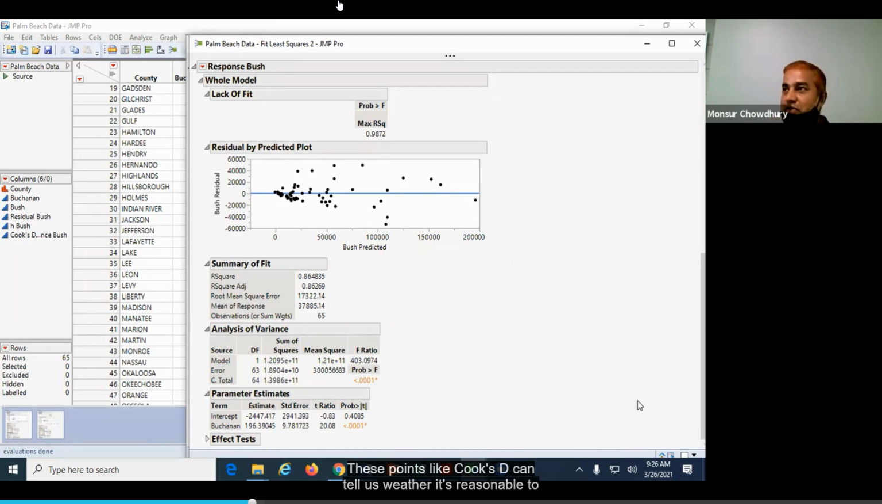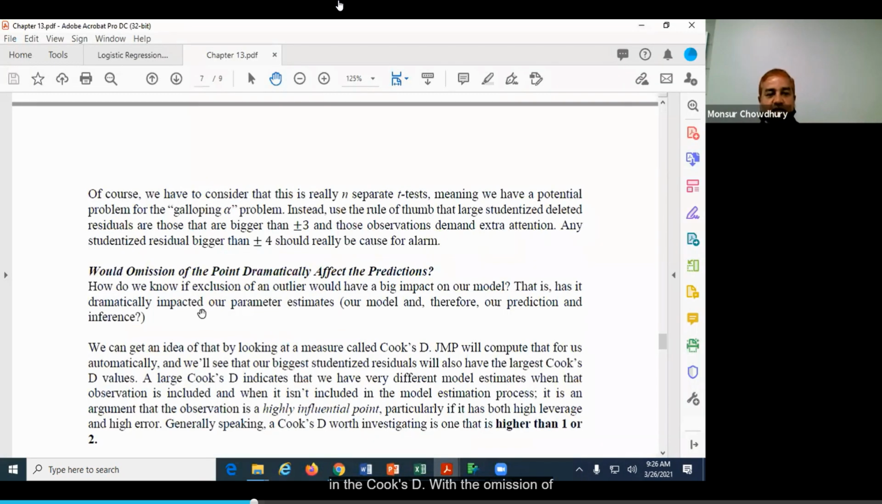So these points, like Cook's D, can tell us whether it's reasonable to remove these points from this data set, and this is what I mean by using the Cook's D. Would omission of the point dramatically affect the predictions? So this is what we look at, the Cook's D. That is, has it dramatically impacted our parameter estimates, our model, and therefore our prediction and inference? We can get an idea by looking at a measure called the Cook's D.